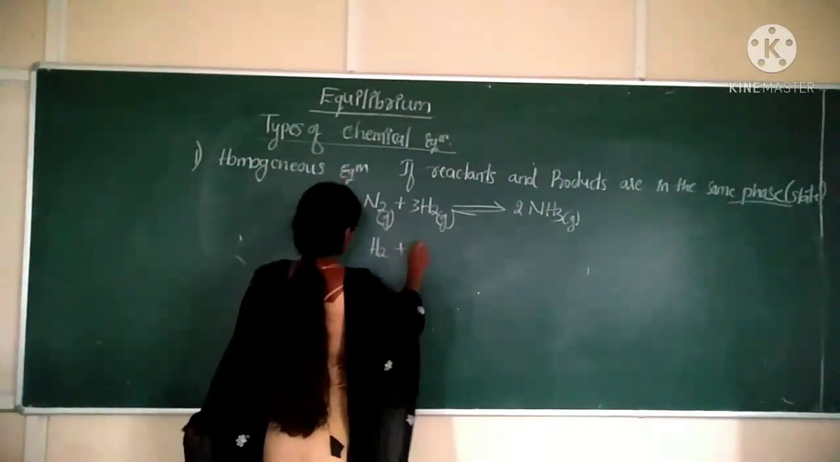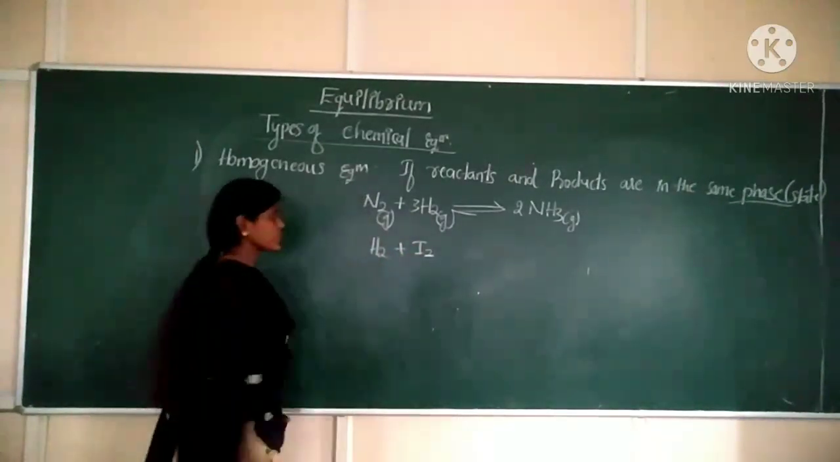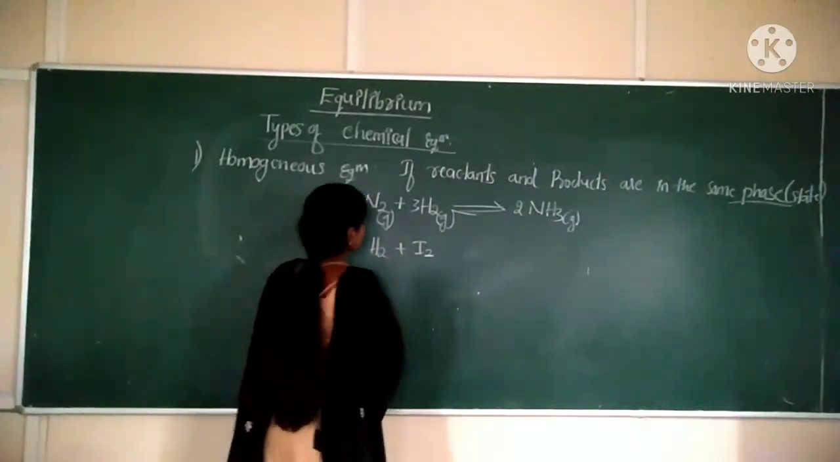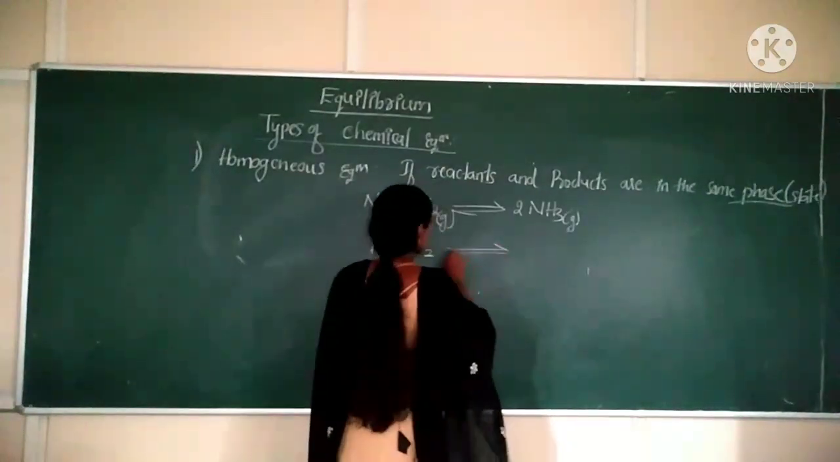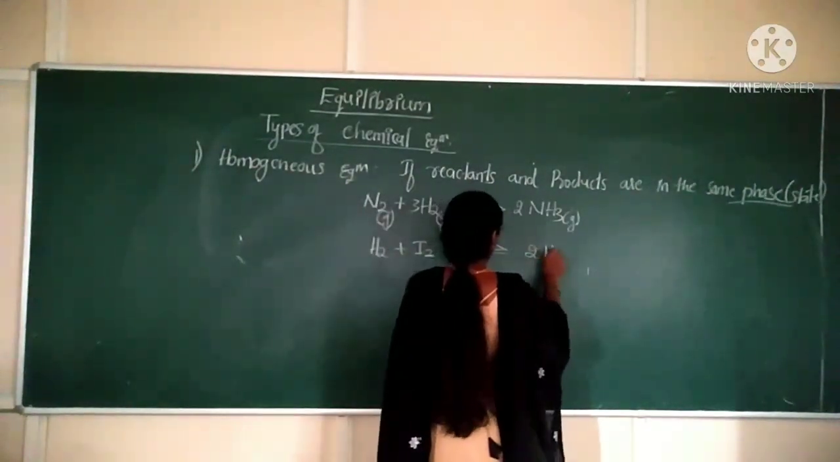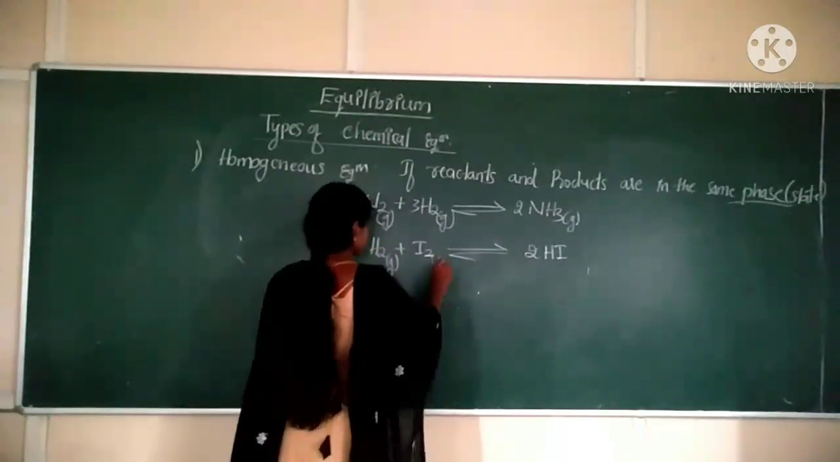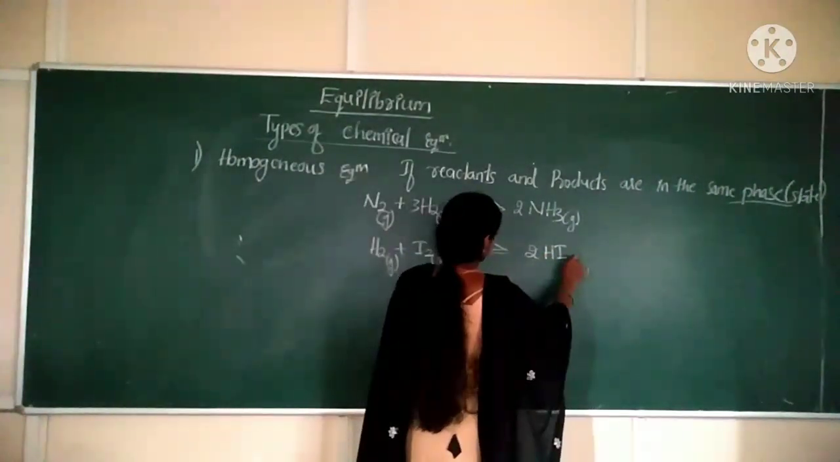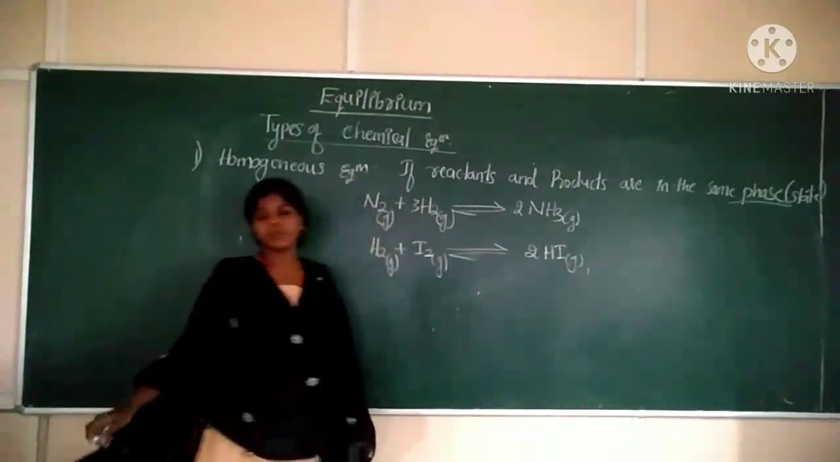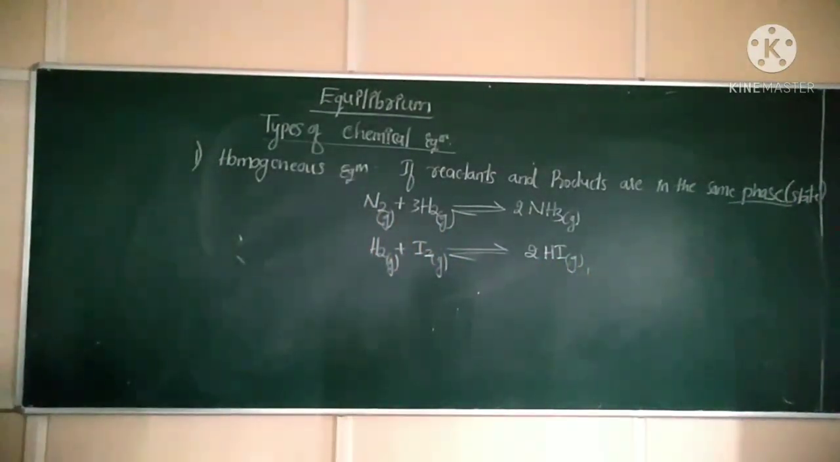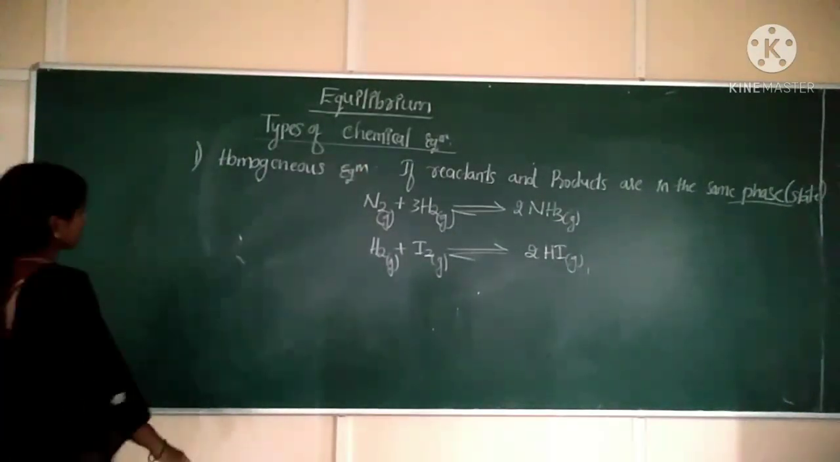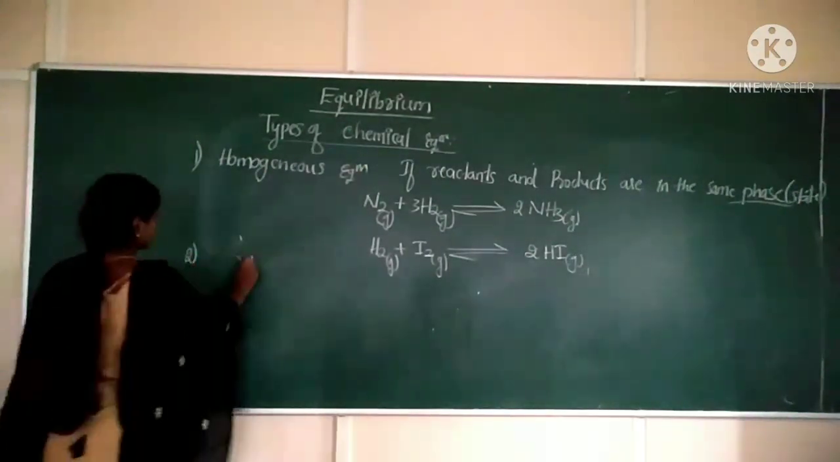Take one more example. H2 plus I2, hydrogen and iodine, react to form 2HI. H2 and I2 are in gaseous state and HI is also in gaseous state. Now this equilibrium can be called a homogeneous equilibrium. Okay.